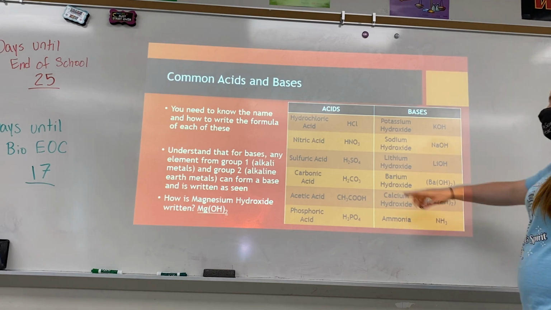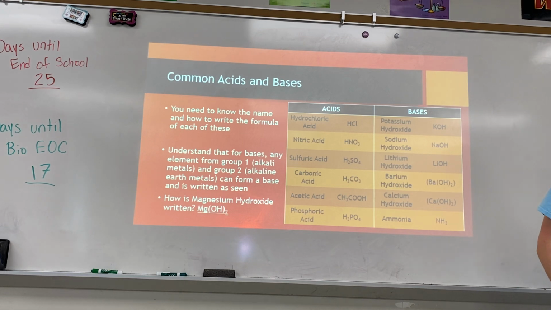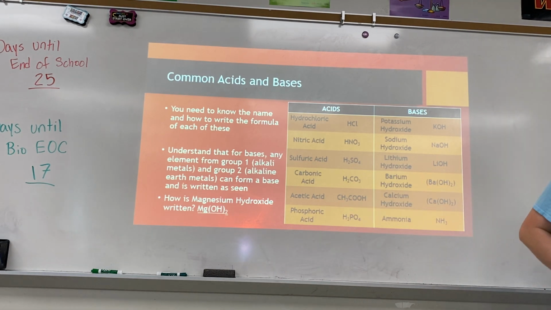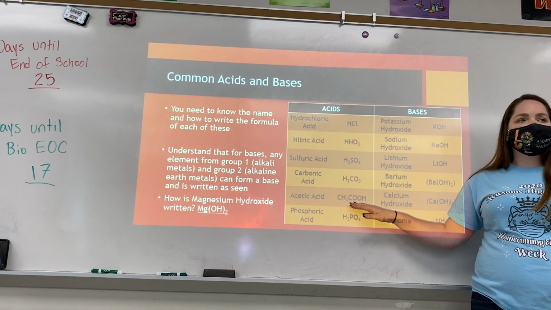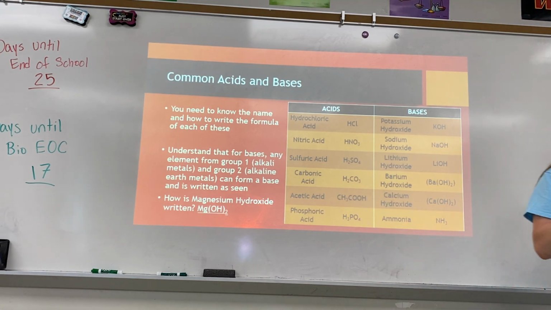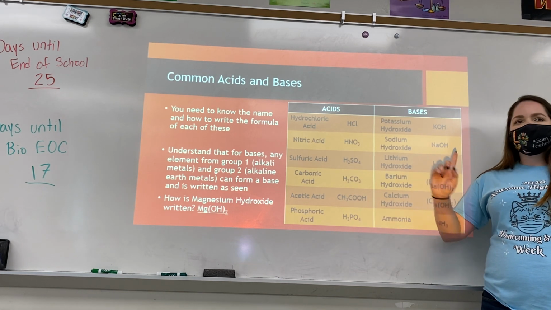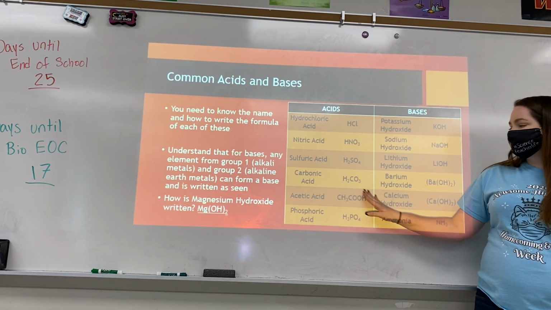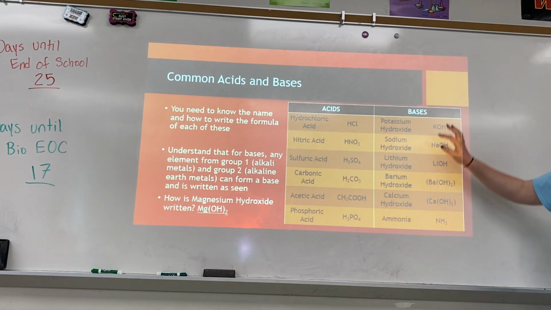Nitric acid is HNO3. Sulfuric acid is H2SO4. Carbonic acid is H2CO3. Acetic acid is CH3COOH. They write it like this because the molecule of CH3COOH looks kind of funky in that this oxygen is sticking out because it has a double bond attached to it. So that's acetic acid. Phosphoric acid is H3PO4.